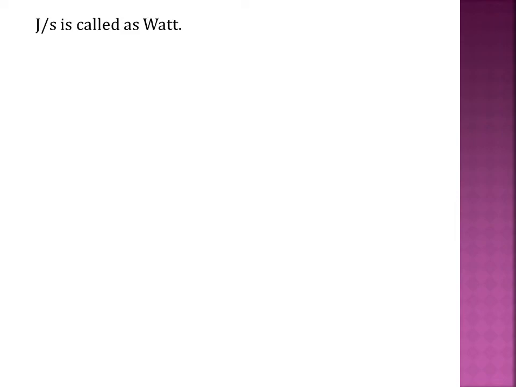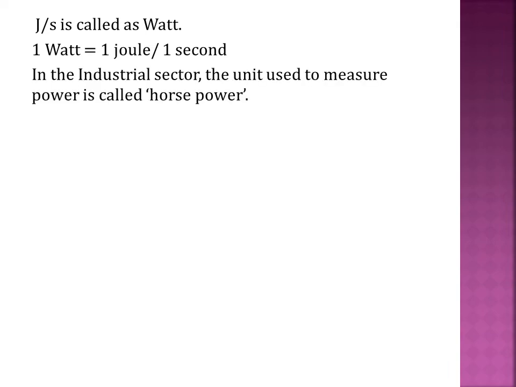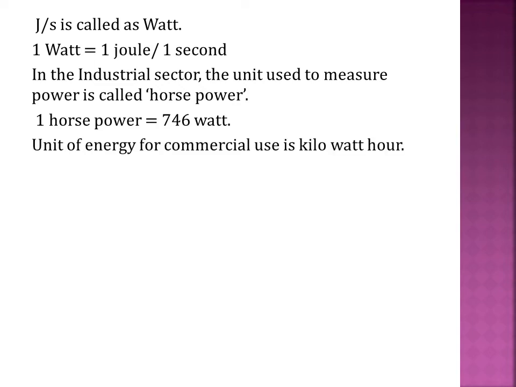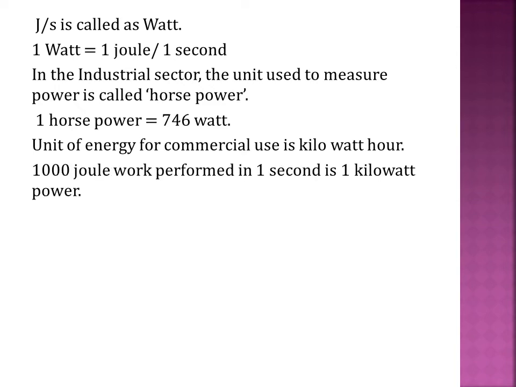In the industrial sector, the unit used to measure power is called horsepower. 1 horsepower is equal to 746 watt. The unit of energy for commercial purposes is kilowatt hour. When 1000 joule work is performed in 1 second, it is called 1 kilowatt power. 1 kilowatt hour is equal to 1 kilowatt multiplied by 1 hour.